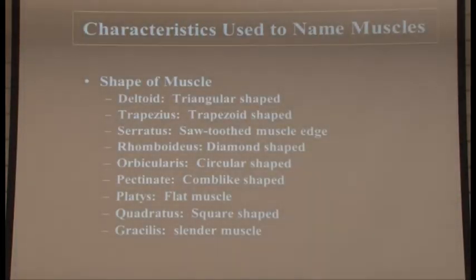All right, so we have some geometric shapes that we also use for naming muscles. We have a muscle in our shoulder called the deltoid, and it gets its name because it's very triangular in shape, having a broad origin and a refined point where it inserts on the humerus. On our back, we have a muscle called the trapezius because it looks trapezoid.